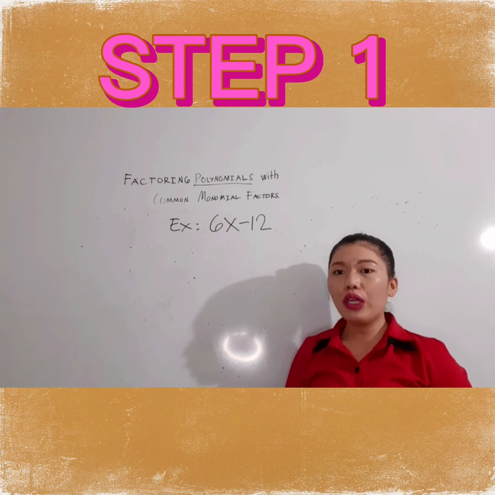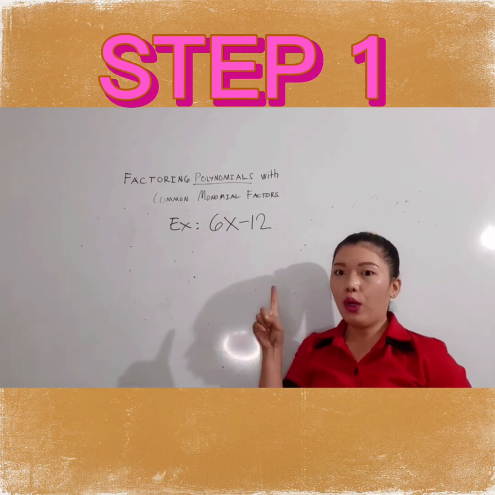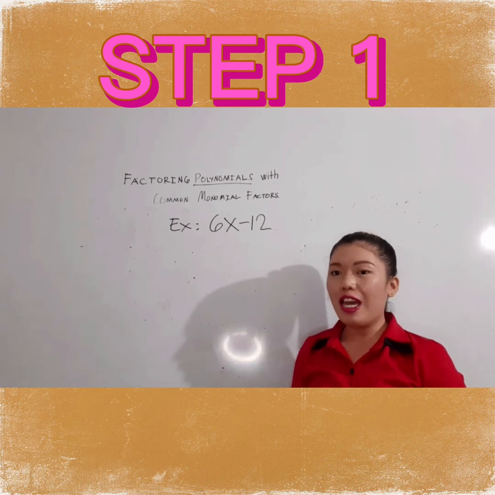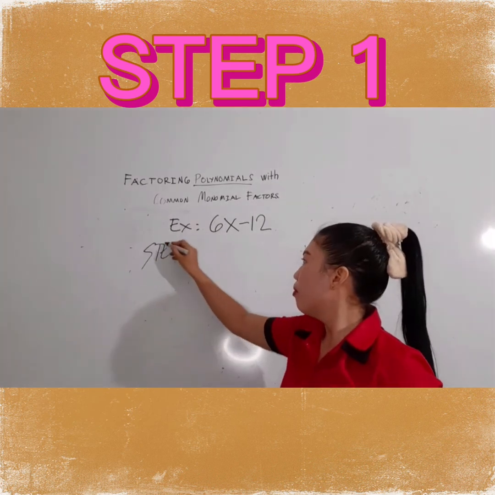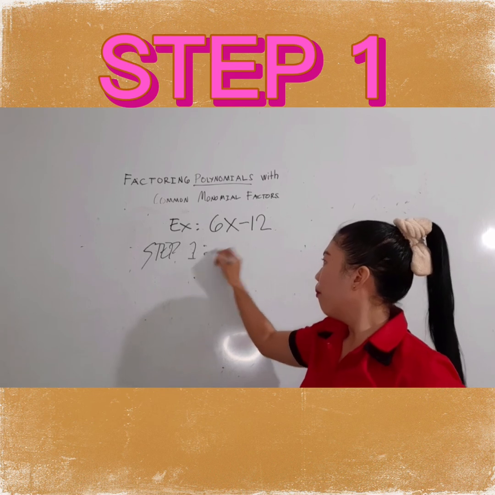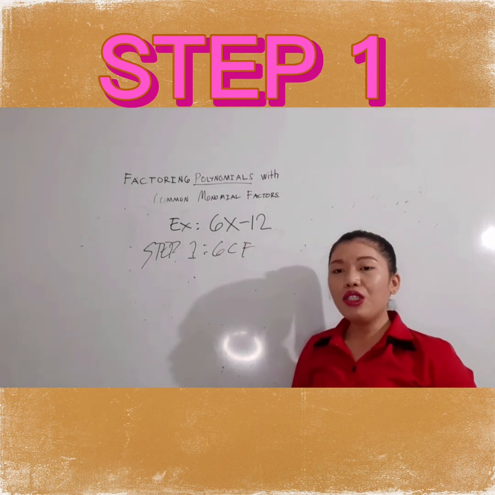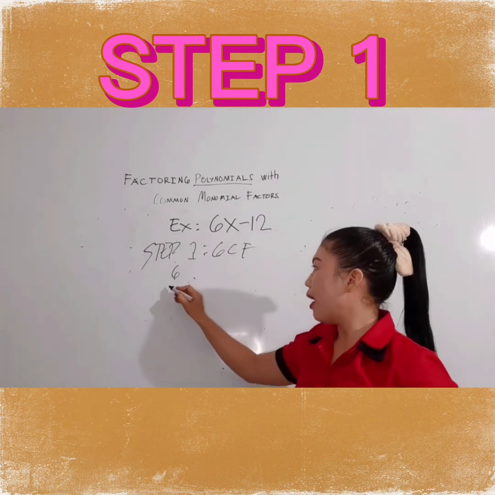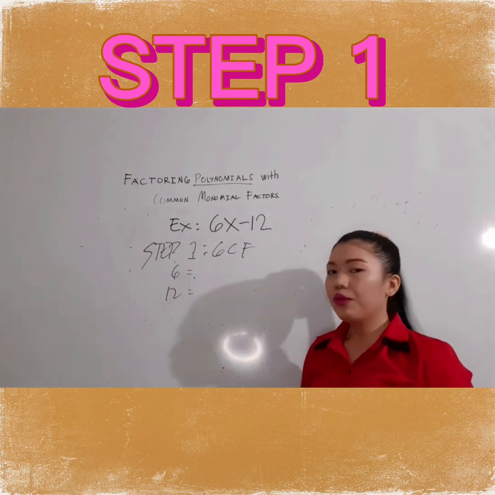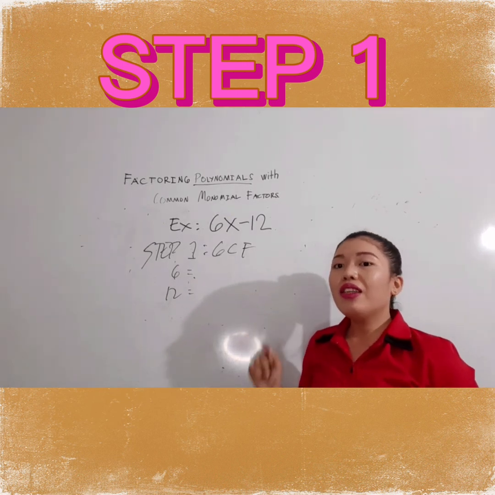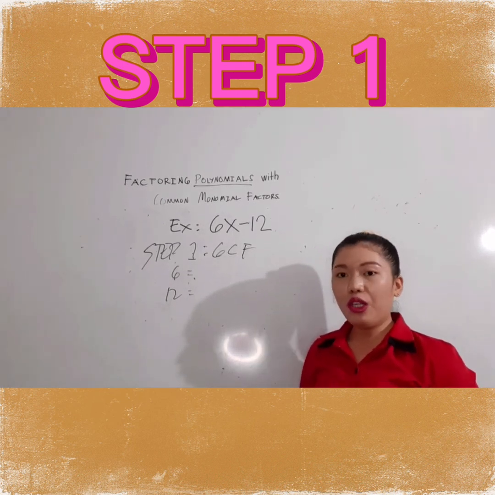The first thing we are going to do is step 1. What is our step 1? Yes, find the GCF. So we will find the GCF of 6 and 12. The first thing we are going to do is to think of the multiples of each number.